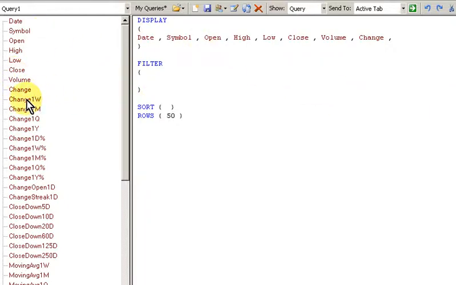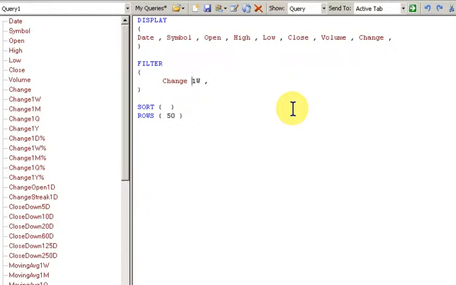Change. Change 1 week. So change is the descriptor. 1 week is the time part. Now once you learn how to read one data field, you'll know how to read them all. They're all in the same format.